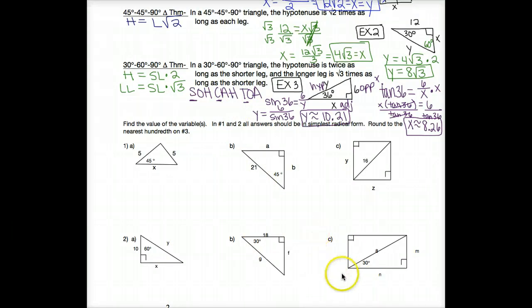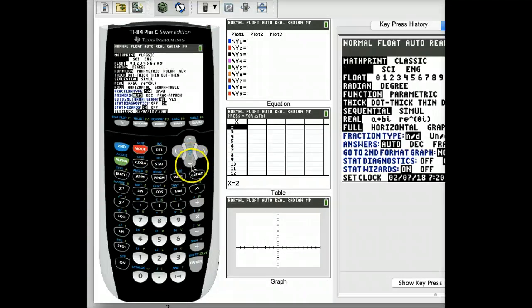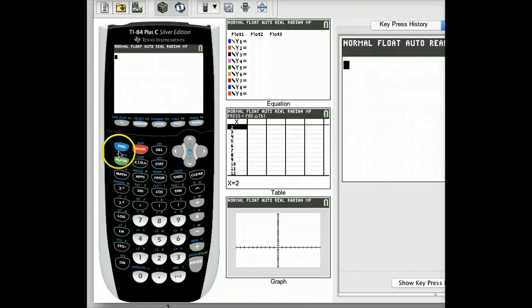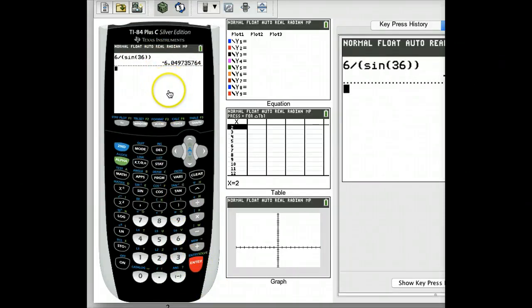I do just want to show you one last thing real quick, and that is to illustrate that if you have your calculator in radian mode, so see right here now it's in radian mode, so I switched it back. If you have your calculator in radian mode, you will not get the same answer. So if I do 6 divided by the sine of 36, and it's in radian mode, and I press enter, look, I get a negative answer, which obviously doesn't make sense. I can't have a negative side length. So please, please, please, if we're using degree angle measures, you need to make sure that your calculator is in degree mode.